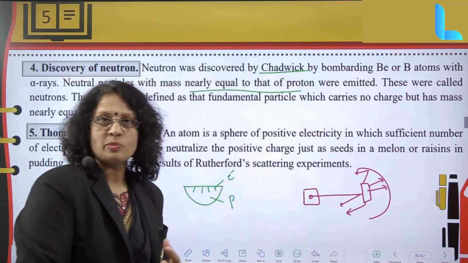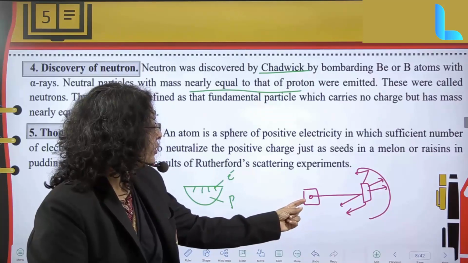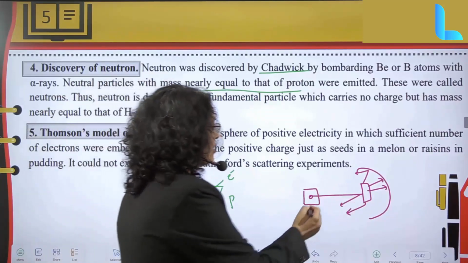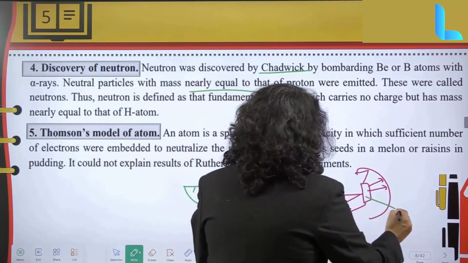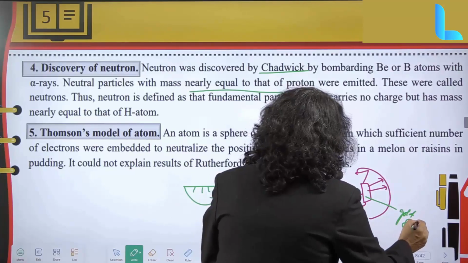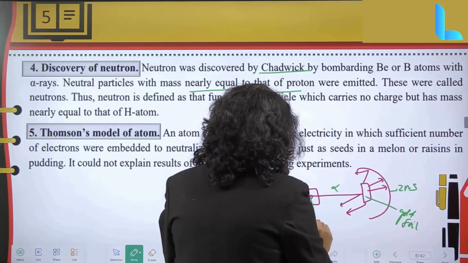Now what is the Rutherford experiment? That we will also see. Here there is a lead block, and in it a radioactive material is kept. The radioactive material will emit alpha particles. Those alpha particles will be directed onto the gold foil. This is the gold foil, this is the zinc sulfide screen, and this is the radioactive substance.